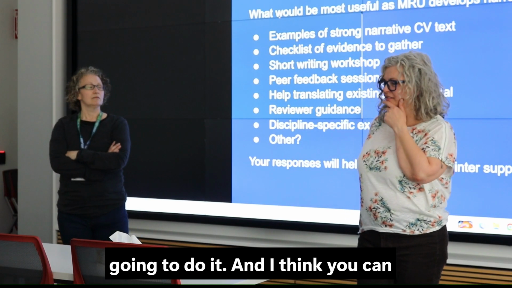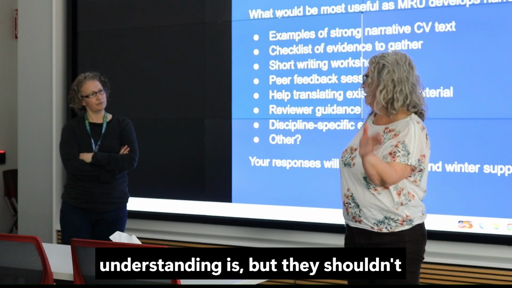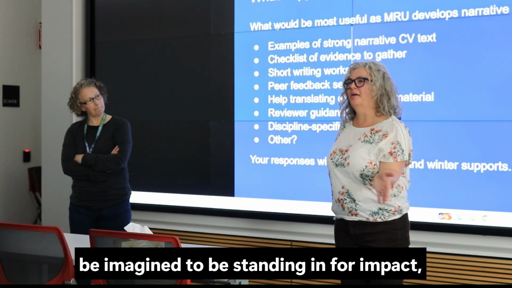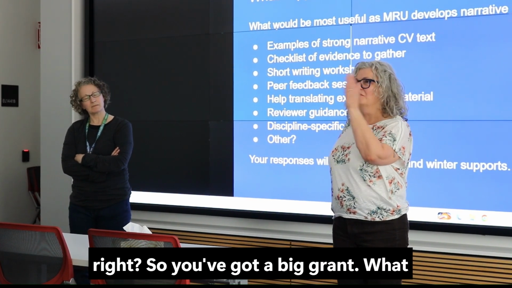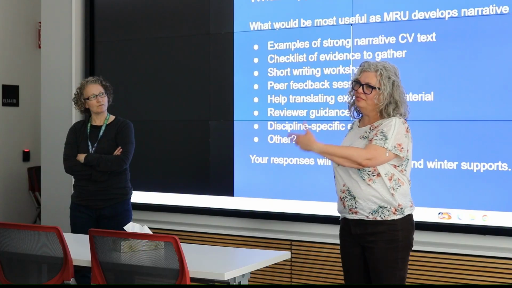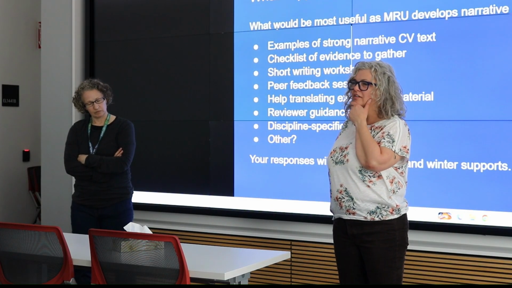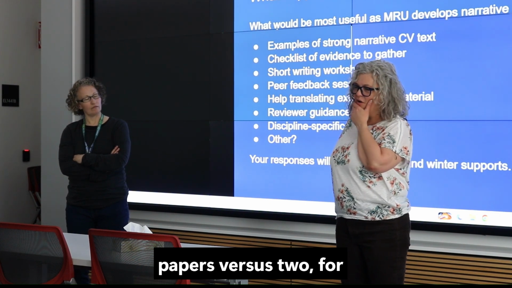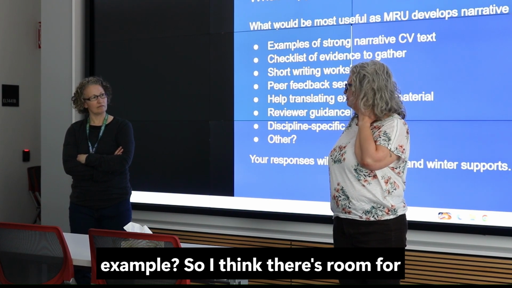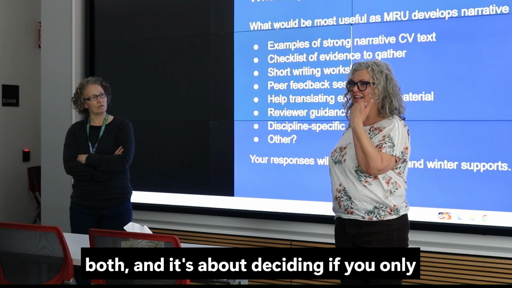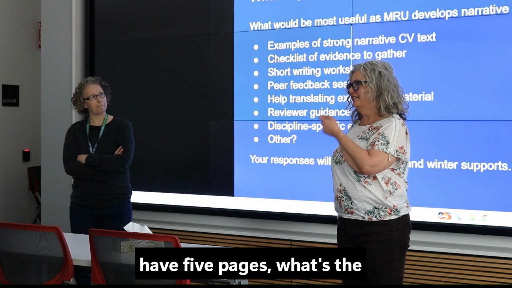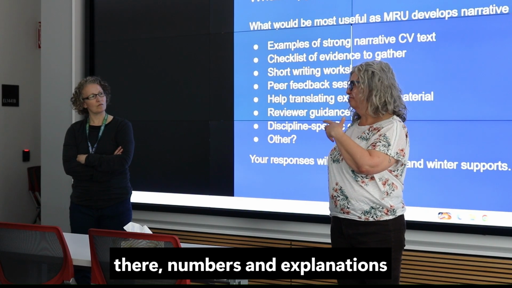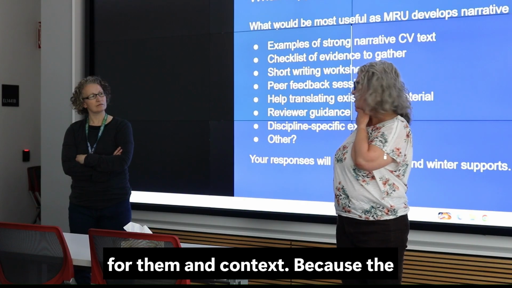And I think you can have those numbers, my understanding is, but they shouldn't be imagined to be standing in for impact, right? So you got a big grant. What did you do with it? What was the outcome? Why does it matter that you published 10 papers versus 2, for example? So I think there's room for both, and it's about deciding, if you only have 5 pages, what's the most important thing for you to put there? Numbers and explanations for them and context or anything?